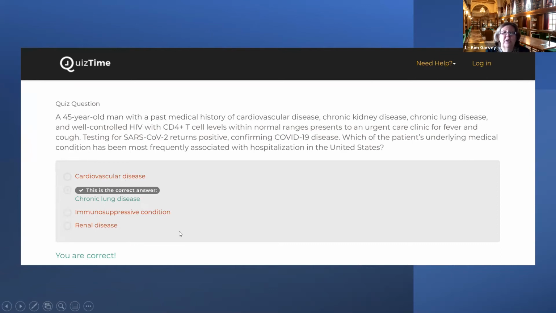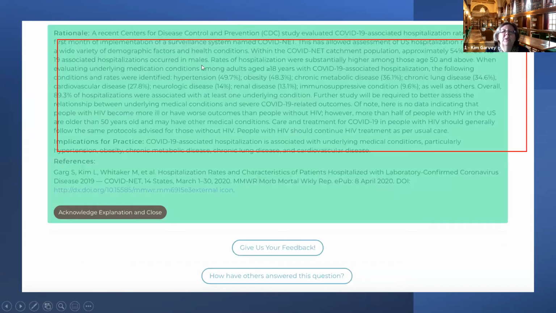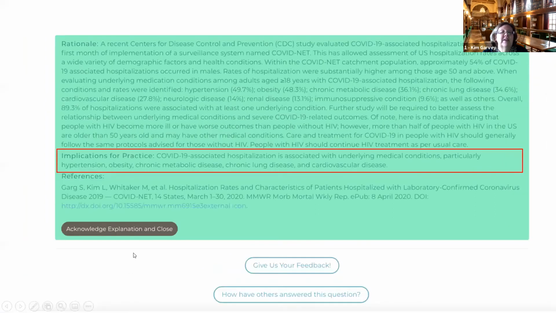If you're correct, it lets you know. And whether you're correct or incorrect, it gives you an explanation. The rationale will present to you in green if it's correct, and in red if it isn't correct. And you always need to acknowledge the explanation before you close. The reason is we feel very strongly that interacting with the rationale more than anything is what gets the learning happening. So we're more concerned with the fact that you've read the rationale, for good or bad, for correct or incorrect, and acknowledged that you've done so.